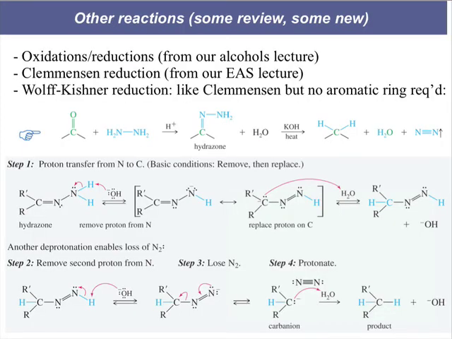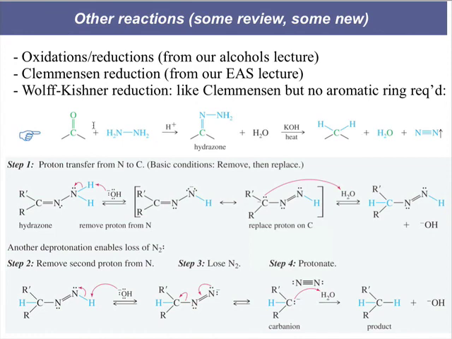Some other reactions, some of these are review, some of them are new. We looked at oxidations and reductions. So go back to our alcohols lectures where we looked at all the oxidations and reductions in our oxidation reduction map that involved interconversion between ketones and aldehydes. We looked at the Clemmensen reduction from our EAS lecture. There's another reaction that is analogous to the Clemmensen reduction that's called the Wolff-Kishner reduction. And that is like the Clemmensen reduction in that you can convert a carbonyl into an alkane, simply reducing that oxygen, that C double bond O, to two H's.